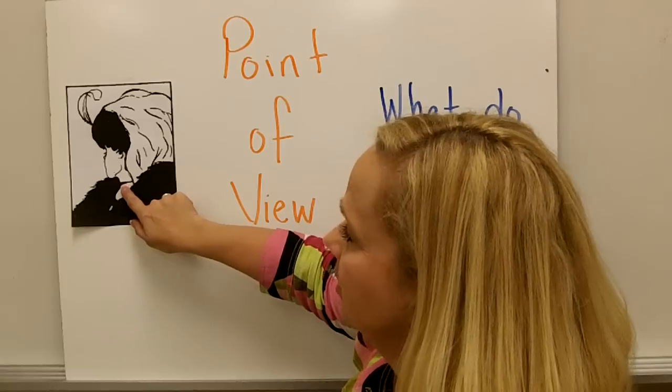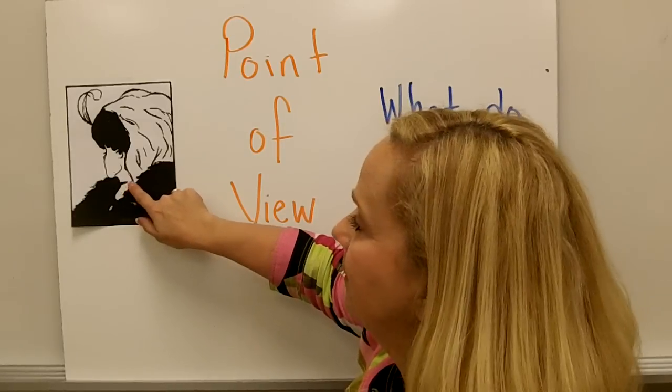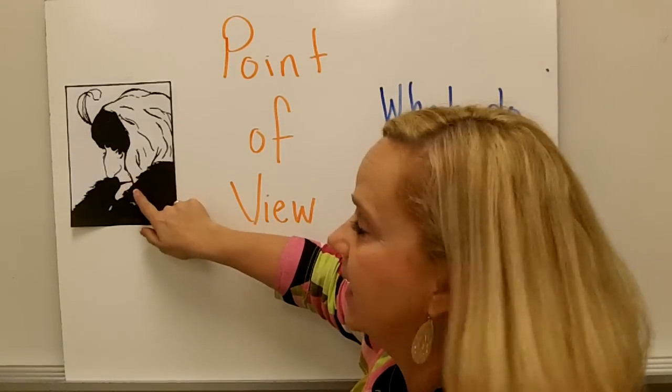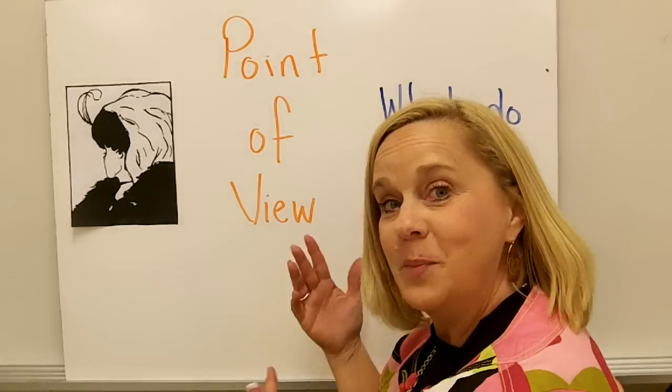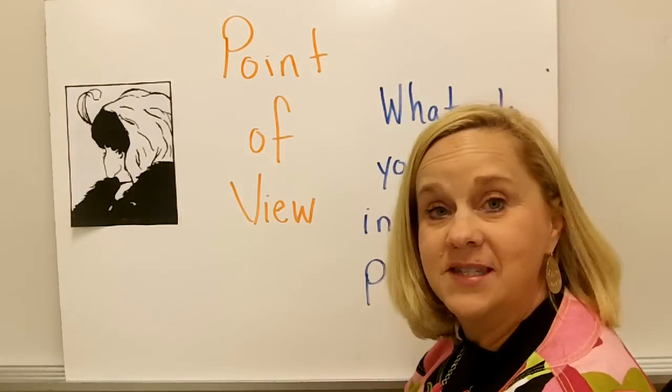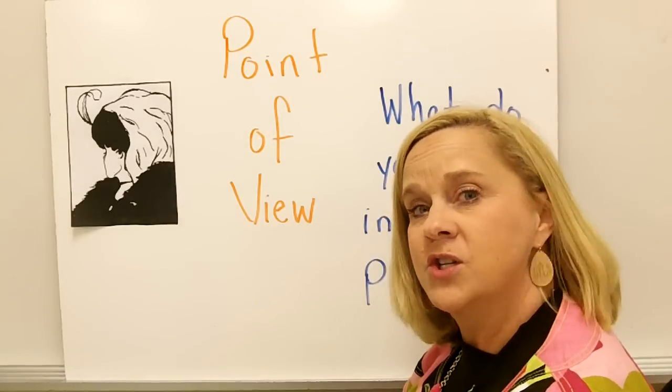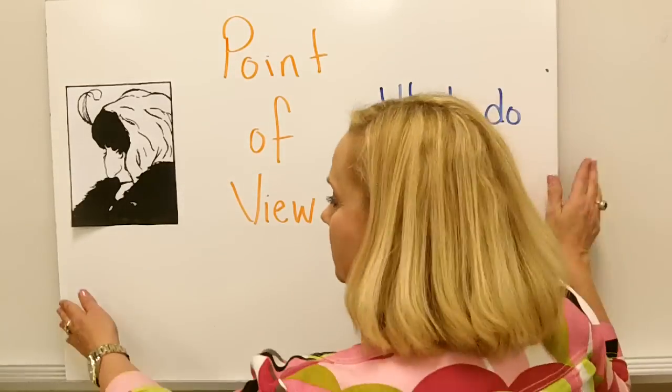What used to be here a necklace of the young lady is the mouth of an old lady and the old lady's white chin. So it depends on your point of view as to what you see in the picture, and we're going to work just a little bit today about point of view.